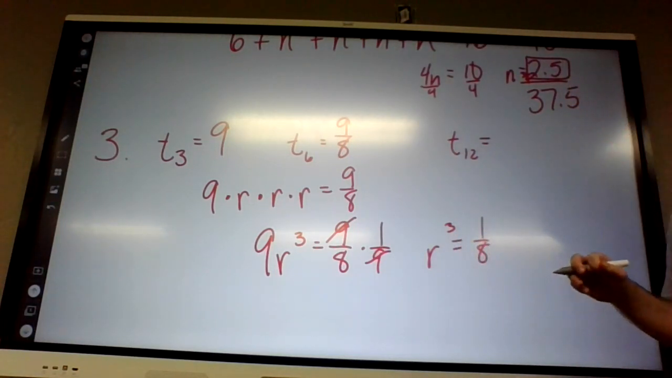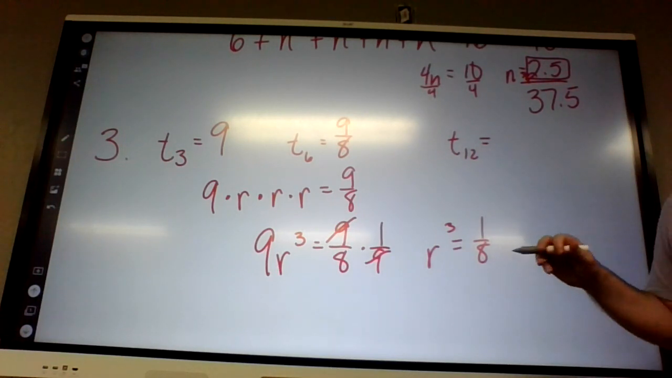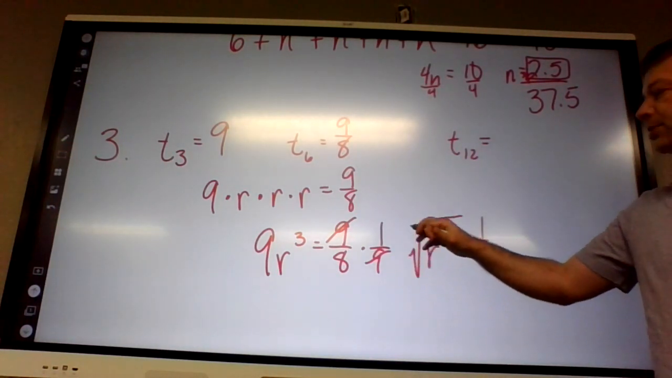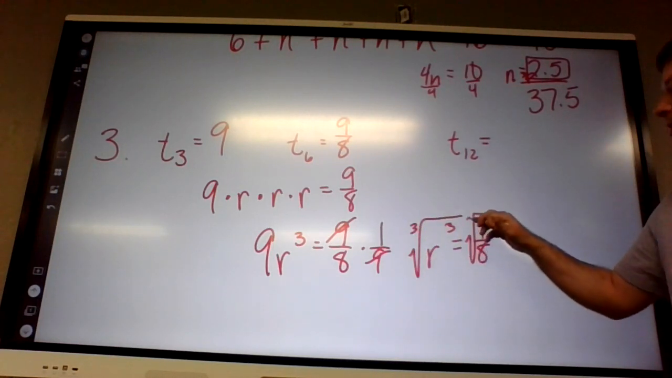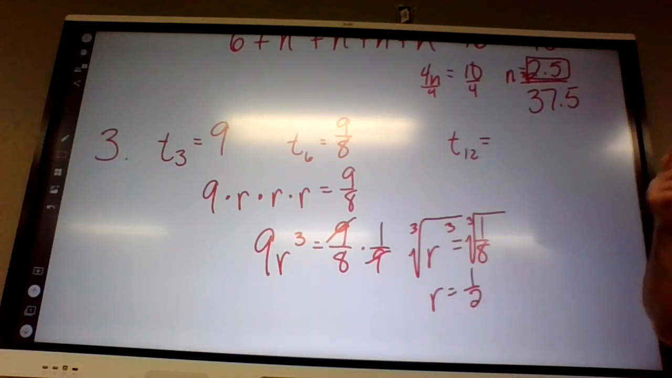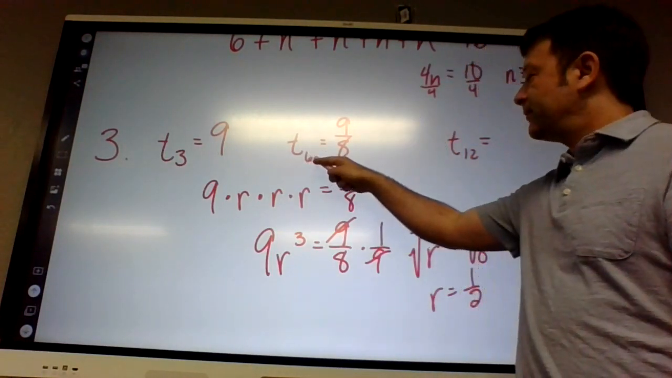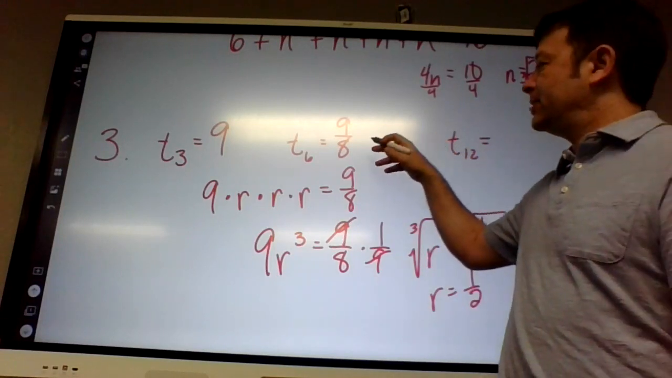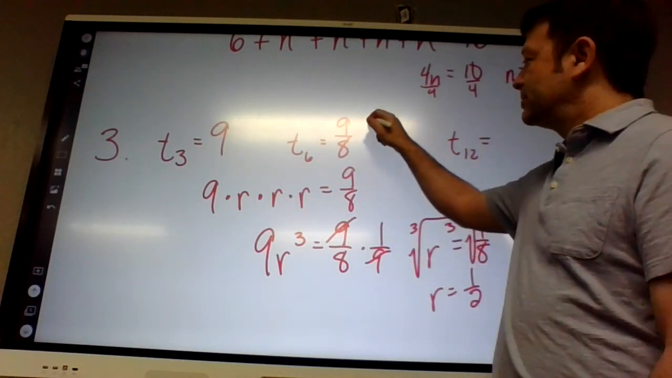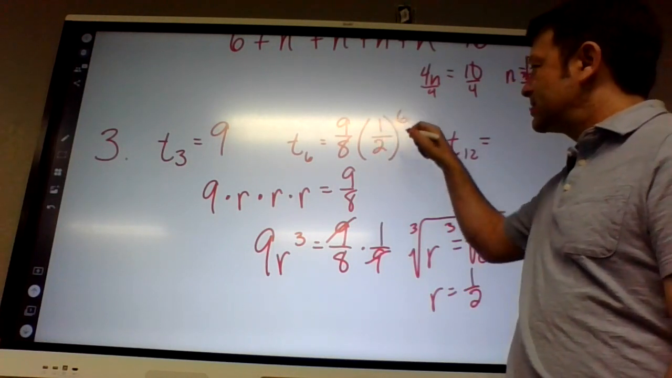So then what do we do? Cube root. What's the cube root of 1/8? 1/2. 1/2 is the common ratio. So to get from the 6th term to the 12th term, that's 6 away. So we're going to have to multiply by 1/2 6 times.